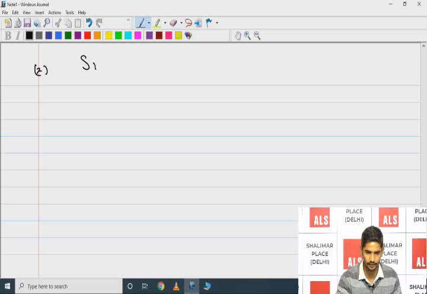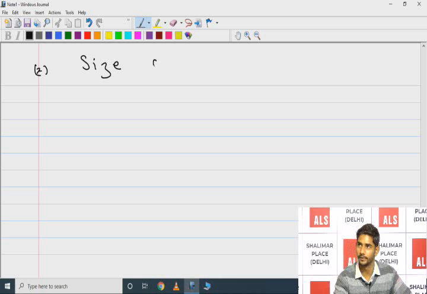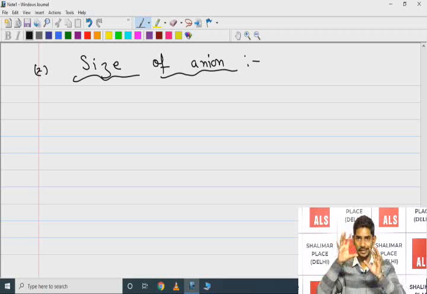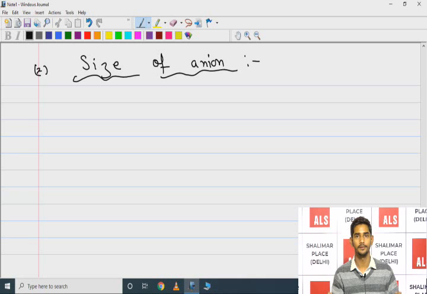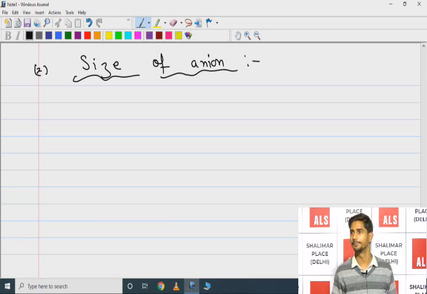Point number 2, size of anion. Okay, size of anion. Now you tell me, if size of anion is large, then is it easy to deform them or is it difficult to deform them? My question is, if size of anion is large, is it easy to deform them or difficult to deform them?